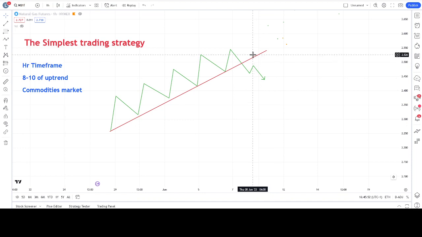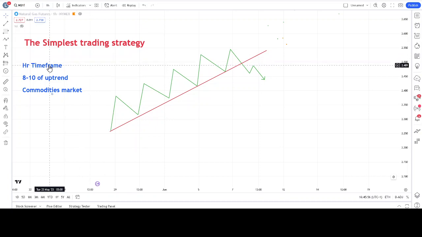So, the prerequisite of this strategy is that whatever charts we are looking at, we should be looking at an hourly time frame. We don't want to go lower than the hourly time frame, where we'll have all the noise and distortion, which we don't want. We don't want to go higher than hourly because then it will be something like a swing or a positional trade. We don't want that either. So the perfect time frame for this strategy is an hourly time frame.